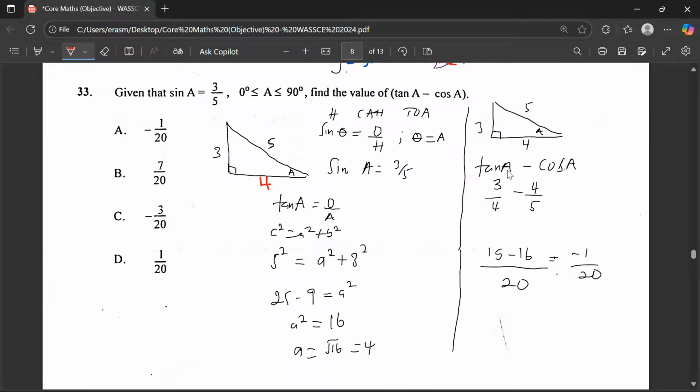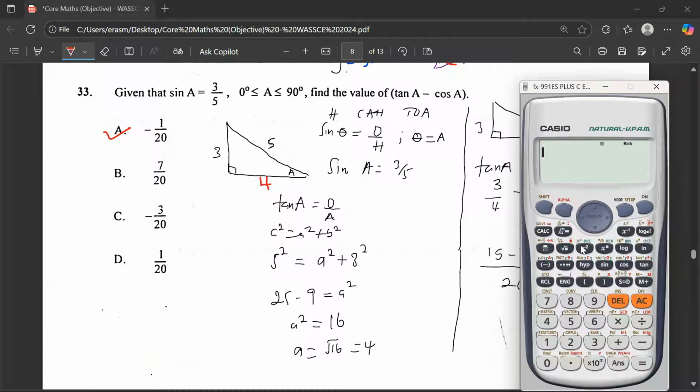So tangent of A minus cosine of A. Tangent of A equals opposite over adjacent. That is 3 on 4. Cosine is what? Adjacent over hypotenuse, 4 on 5. So 3 on 4 minus 4 on 5. When we make our calculations, we are going to have negative 1 on 20. And that is option E.